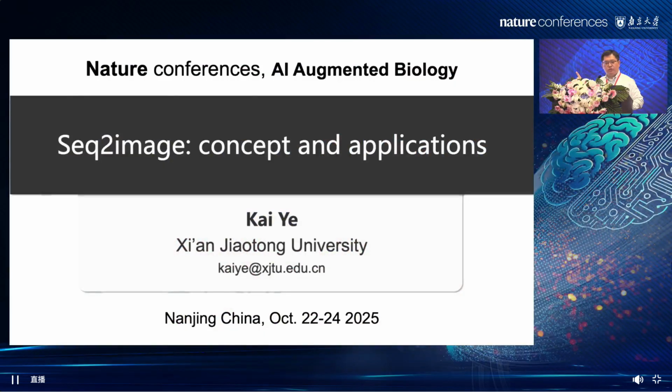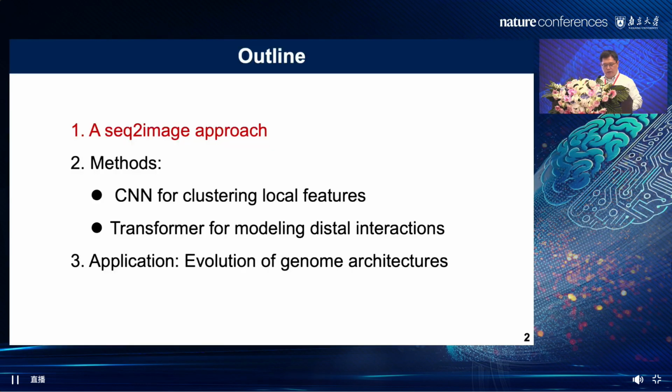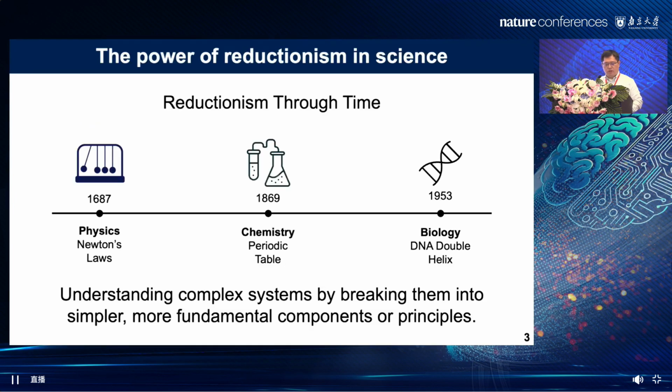I changed it to shorter slides. So it's sequence to image: concepts and applications. Let me introduce the concept of sequence to image. As we know, reductionism is pretty important. In physics, chemistry, and biology, a complex system we like to break into smaller, simpler pieces, and try to understand the fundamental components and maybe simpler rules. We also use it for biology as well.